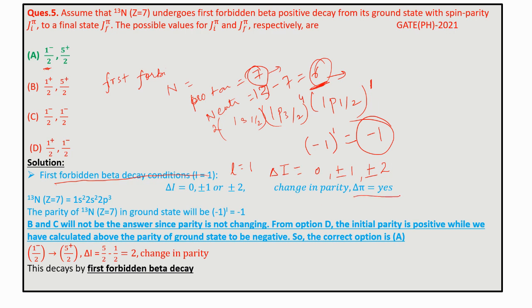And parity will change. So that means in these two, parity is not changing, so we are left with this. But again, as we found out, in the ground state the nitrogen has negative parity. So the answer to this question will be this option. I did something wrong in the last class, so that's why I have taken up this question in this class.